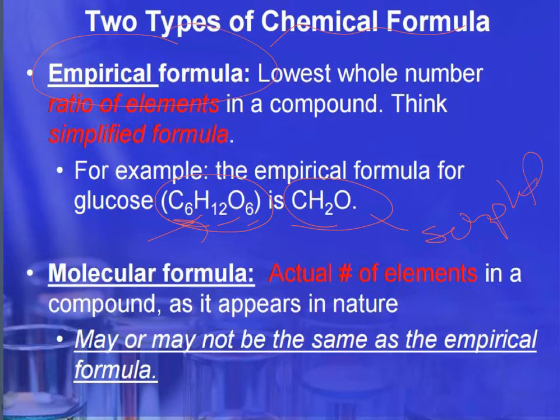So just to keep that fresh in your mind. We divided all the subscripts here by 6 to get the empirical formula. The molecular formula is the real formula. It tells you literally how many of each type of element you have in a compound.